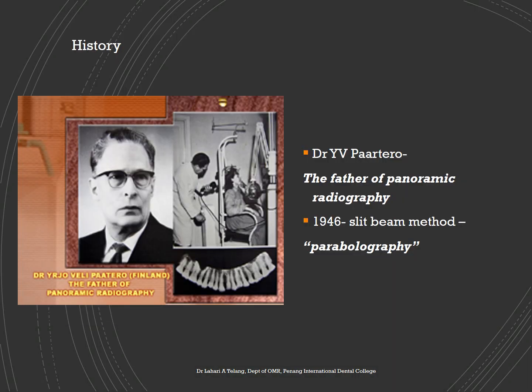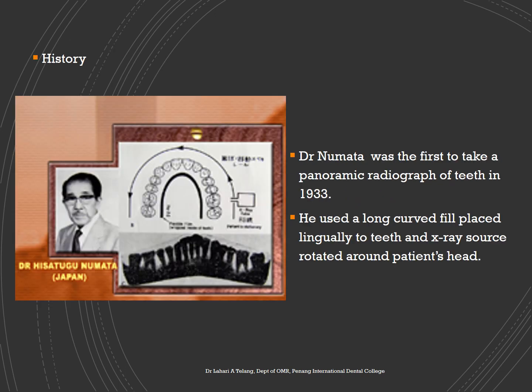A little bit about how the panoramic radiograph came into existence: Dr. Y.B. Paatero, who is considered the father of panoramic radiography, in 1946 described the slit beam method and called it parabolography. Here you can see him trying to make the patient sit on what looks like a dental chair and rotating around the patient with the X-ray machine to get the entire arch of teeth. Also, around the same time, Dr. Numata from Japan was the first to take a panoramic radiograph of teeth. He used a long curved film placed lingually to the teeth and rotated the X-ray source around the patient's head. So essentially, both of them had given out a similar kind of principle, but you would have to actually place the film inside the mouth, and somebody had to hold the source and move around the patient.